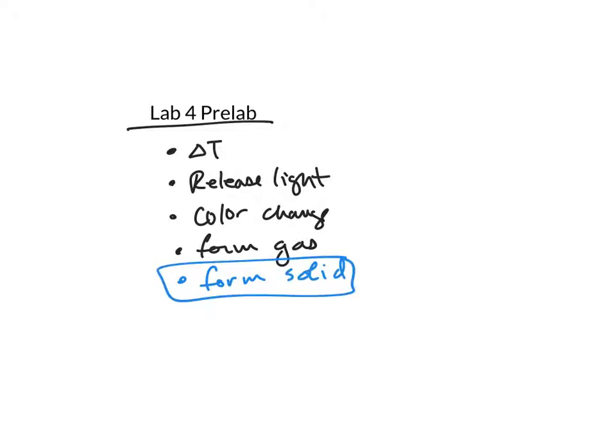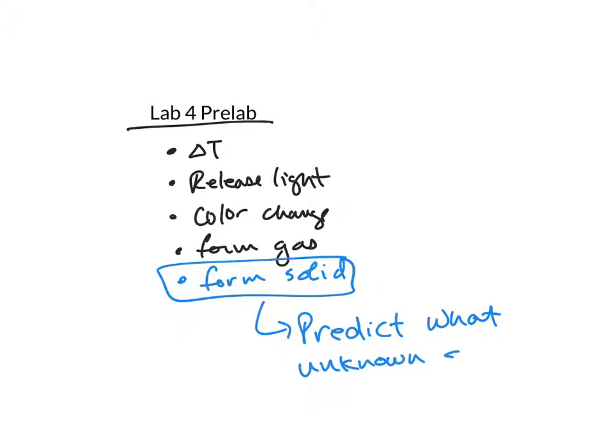All right, so we're gonna mix two chemicals together. Most of the chemicals are clear liquids to begin with, and we're gonna see which ones form a solid. The goal is to predict what is the actual solid, what the unknown solid is. Okay, so that's what we're going to do. We're going to start with two clear solutions, and most of the time they form a white solid.